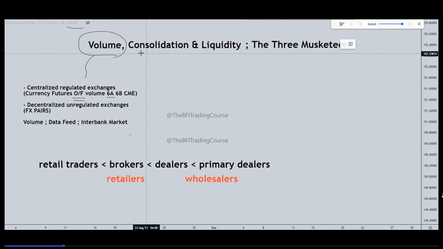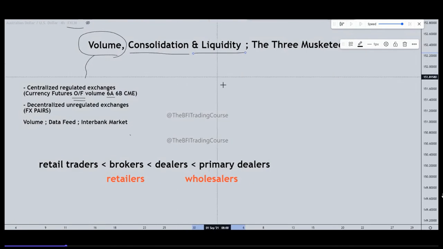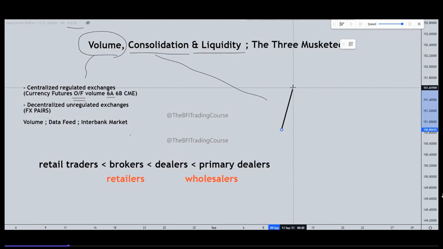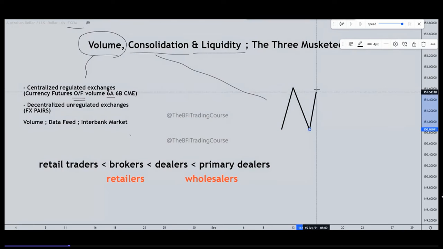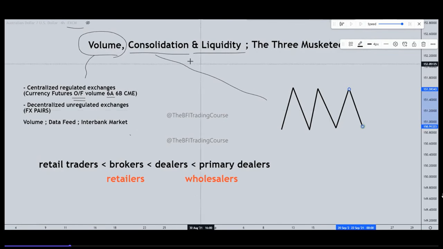But let's go on to this next word, which is consolidation. We're going to get back to volume, but we need to introduce these words because Three Musketeers, for some reason, they all come together. But let's look at consolidation, and we'll talk about liquidity as well. But what is consolidation? Well, price is consolidating and stuck between two levels, maybe. And it's maybe consolidating or ranging or moving sideways.